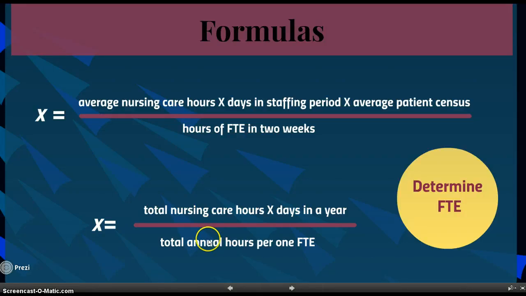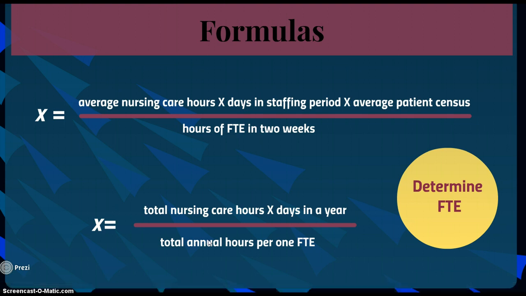And then the other equation that we can use is total nursing care hours. So that we're taking the total, which is the 150. The 25 patients per day times the 6 patient care hours, and then you get the 150. And then you multiply that by 365 days in a year, and then you divide it by the total annual hours per one full-time equivalent, which is 2,080. And then we get 26.3, round to 26.